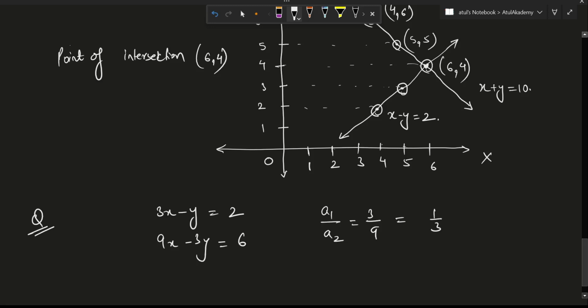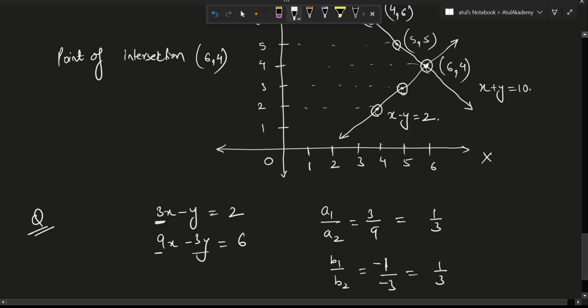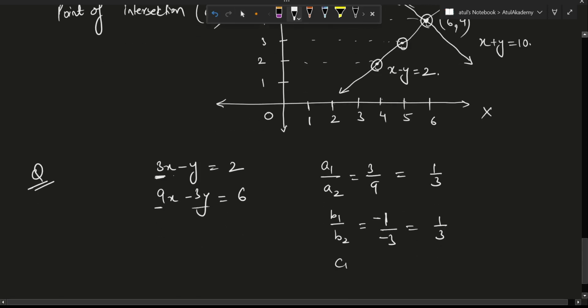a1, I'll explain again, is the coefficient of x of the first equation. a2 is the coefficient of x of the second equation. Then b1 by b2. b1 is the coefficient of y of the first equation, which is minus 1. b2 is the coefficient of y of the second equation, that's minus 3. This is also 1 by 3 coming out. Now, what is c1 by c2? These constant terms. So that will be 2 by 6, 1 by 3 again.